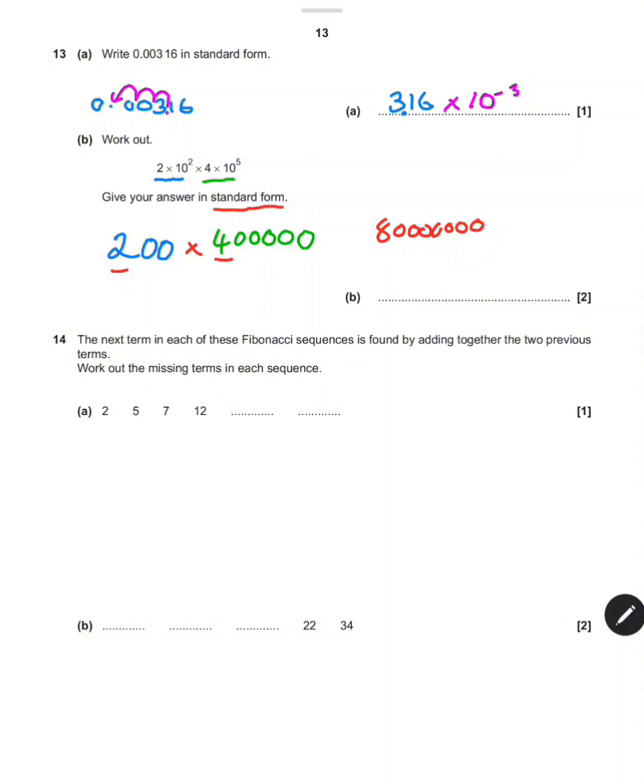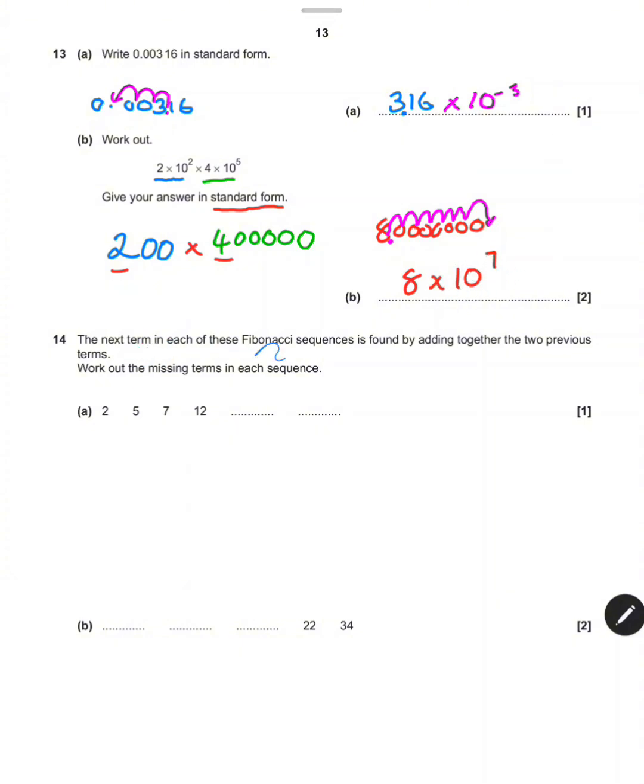It does say give your answer in standard form. So I need, again, a number that's bigger than 1 but less than 10. Put my decimal point there. And I'm going to bounce once, twice, 3, 4, 5, 6, 7 times to the end. So we've got 8 times 10 to the 7.